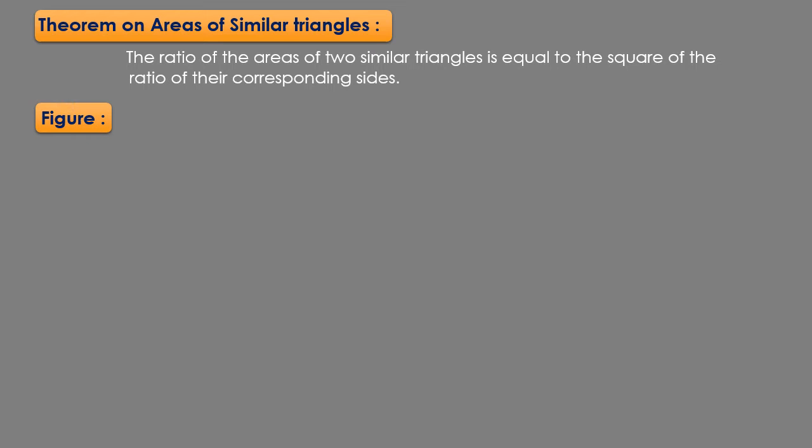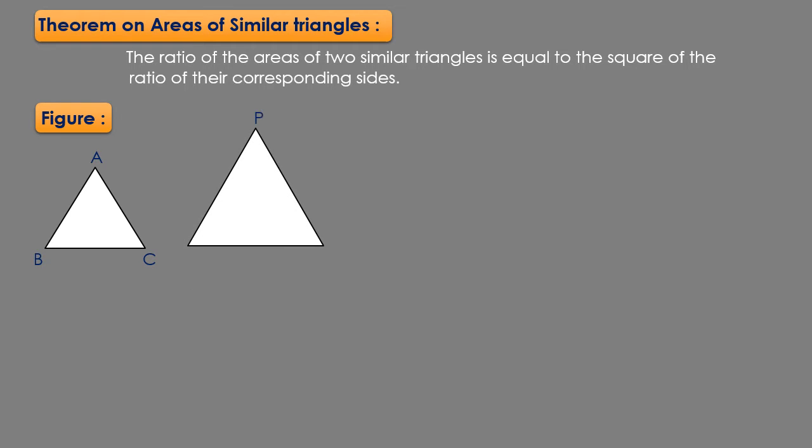So we have given two similar triangles. We'll consider that ABC be the first triangle and let PQR be the second triangle. Now we have given that these two triangles are similar to each other. So we can write triangle ABC is similar to triangle PQR.